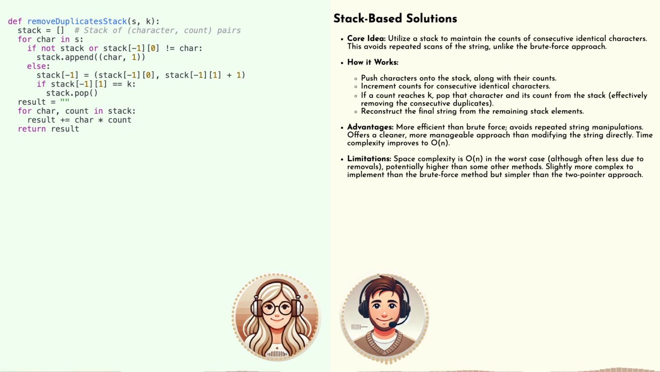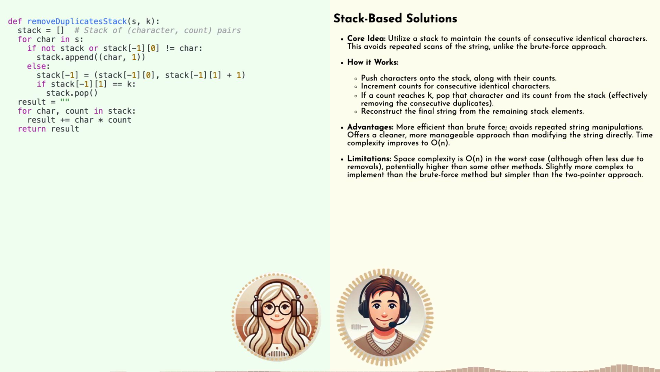Oh, a stack. I'm not really seeing how that would work. Well, think about it this way. A stack is like a pile of plates where you can only add or remove plates from the top. Right, that's called last in, first out, or LIFO. And in our problem, we are also looking for groups of k consecutive identical characters, which are the last ones added to a potential sequence. Okay, I'm starting to see it.